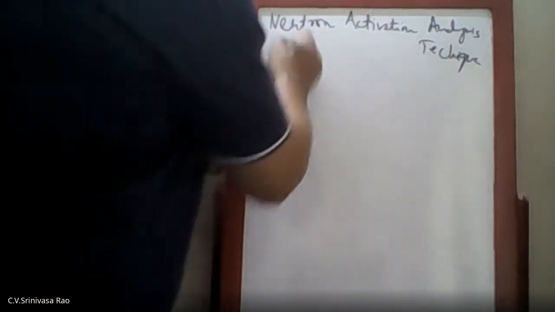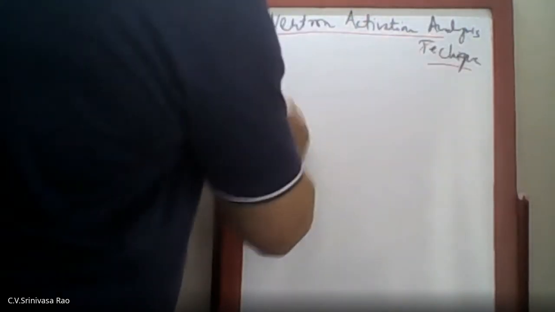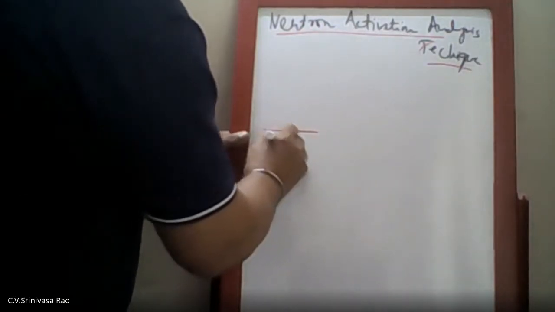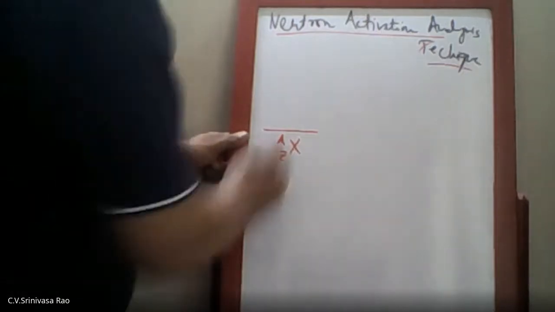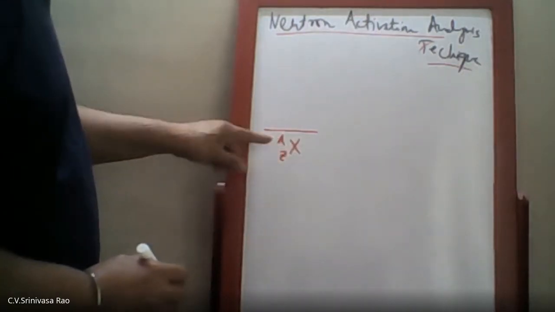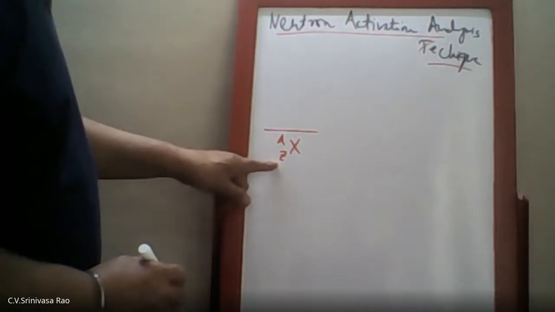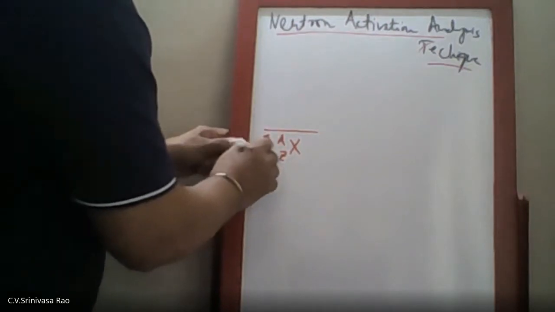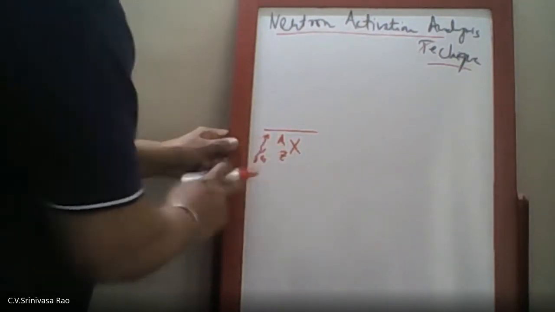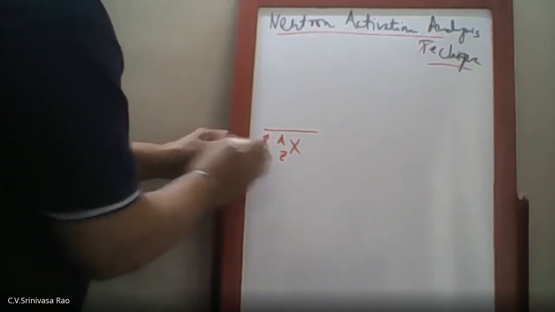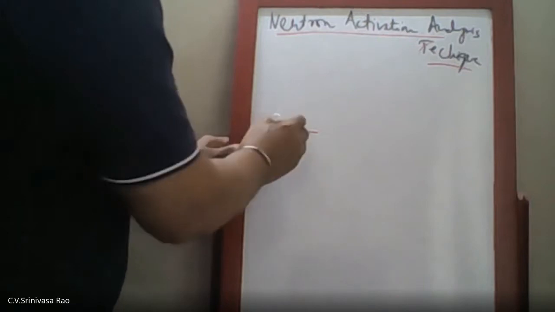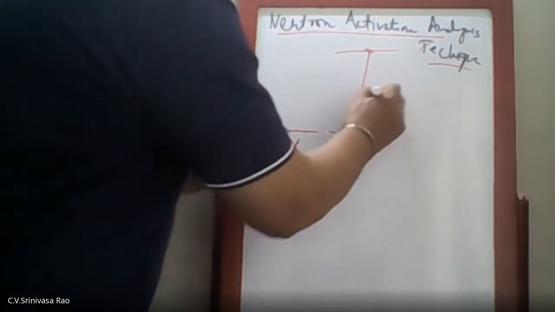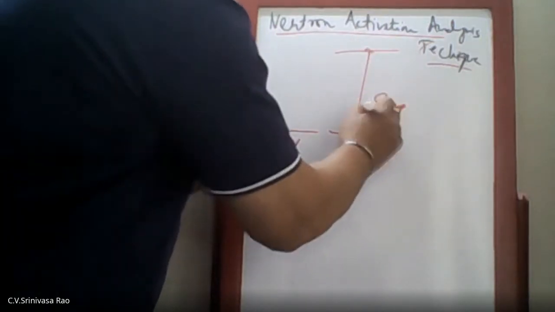So the technique is basically that you start with a target, any target which has some A and Z. So target any nuclei which has a mass number and a proton number, the atomic number. What you will do is irradiate that with neutrons. The neutron has zero charge, mass 1. So when the neutron gets absorbed into it, it forms a compound nucleus.